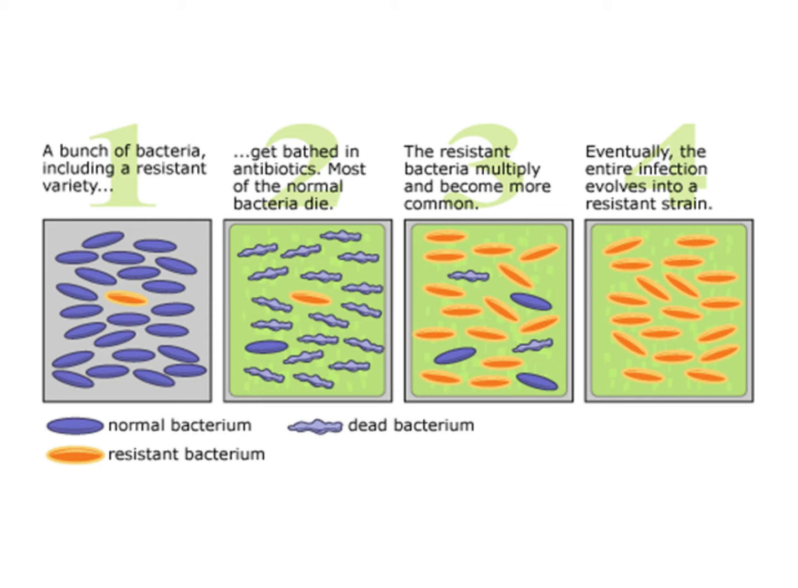Okay, take a look at this diagram up here. There's nothing to write down, but I want you to look at the pictures so I can explain how bacteria evolve to become resistant to antibiotics. And when I say resistant to antibiotics, it means antibiotics are no longer going to be effective in killing that bacteria. So if you take a look at the first diagram, this is a sample of bacteria. The blue bacteria are just your normal, regular bacteria. The orange is going to be resistant.